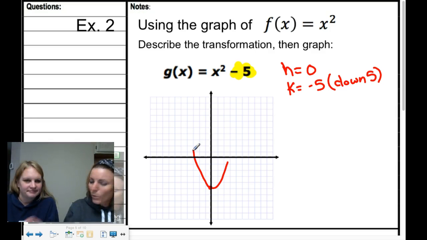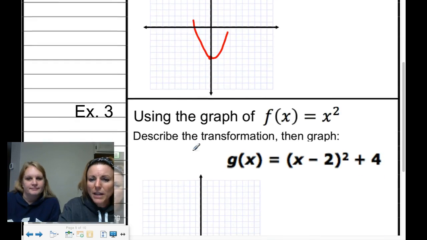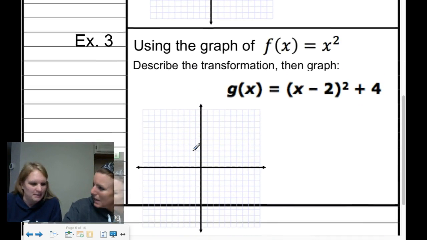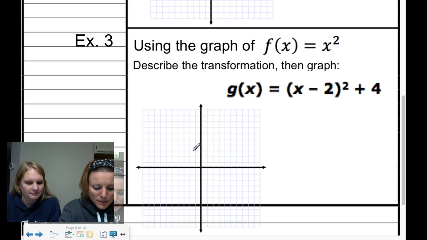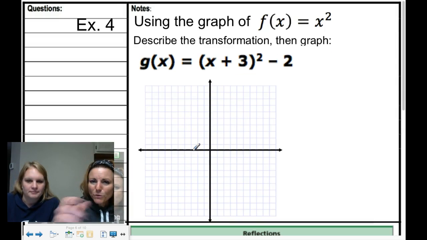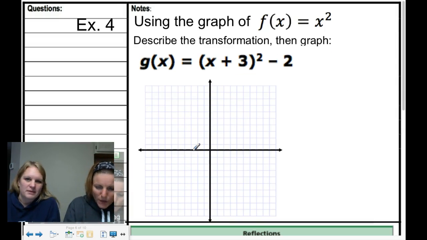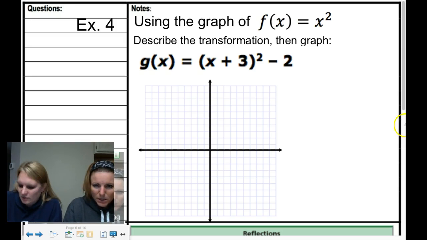Now, what I'm thinking is if we look at the next one, do you want to skip that and do that in class? That's example 3. And example 4, do you feel we should do one more, or should we skip this one? We can do it quick. Let's do it quick.